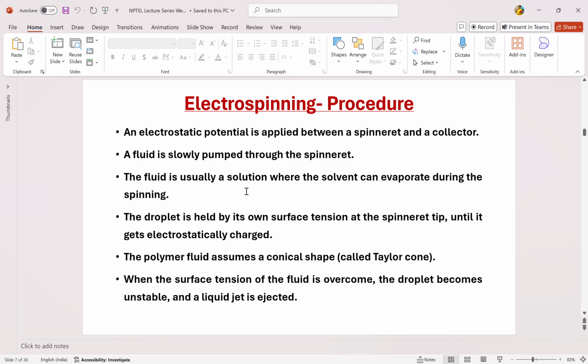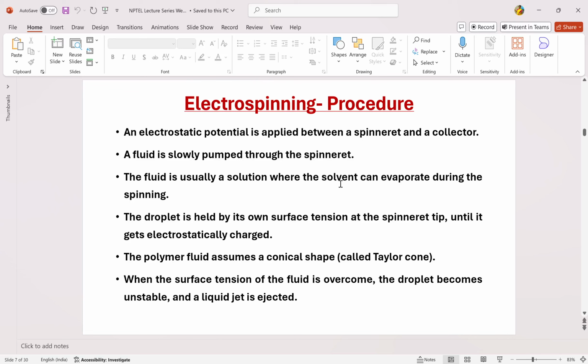The fluid is usually a solution where the solvent can evaporate during the spinning. Basically, you should put your solution in a solvent which can evaporate. Most of the time we dissolve it in water. You can use other solvents also, some organic solvents. Basically, it has to evaporate during the spinning process.